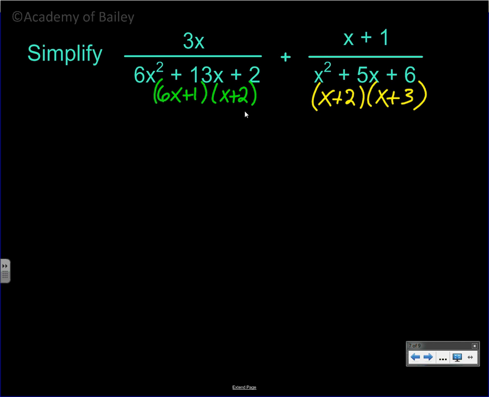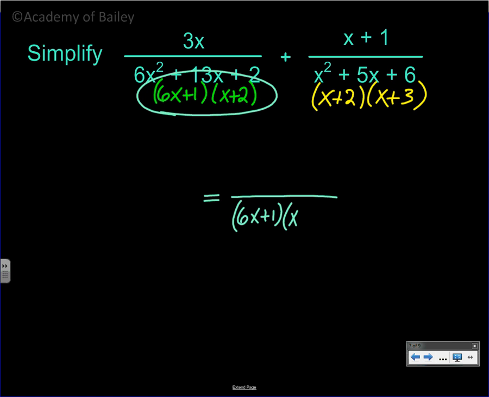Now we have to figure out what our denominator is. Alright, so let's go ahead and take all of these and put them on the bottom. 6x plus 1, x plus 2. Now, on the right side here, let's look at these factors. x plus 2 is already here, so I don't need to put it in again. So I'm going to cross it off there. Now, x plus 3, is it in there? No, it's not. So let's put it in there. x plus 3. So there is our common denominator.